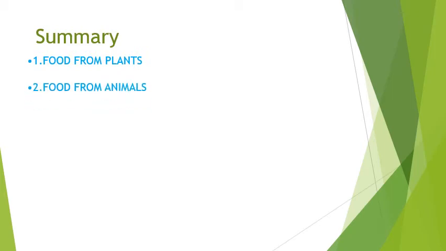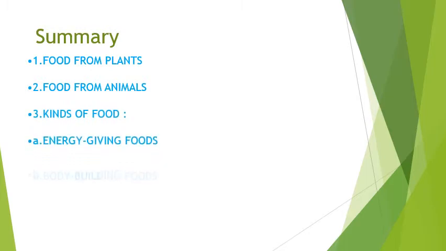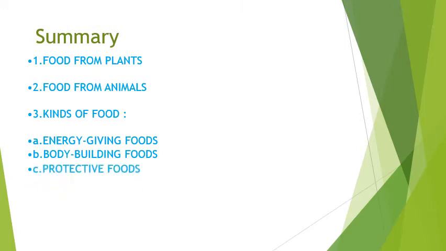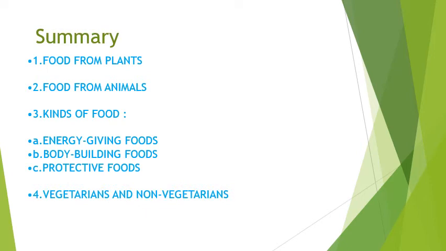Now let us summarize what we have learnt in this lesson. We have seen why we need to eat food and what are the different sources of food, that is, from where we get our food. Food from plants, food from animals, and we have seen the different kinds of food, that is energy giving foods, body building foods and protective foods. And we know who are vegetarians and who are non-vegetarians. So that finishes your lesson, and now we are going to read the lesson.